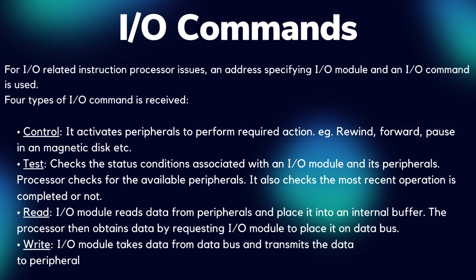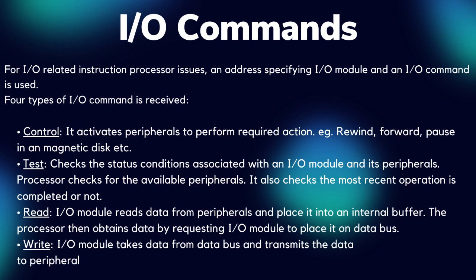To execute these three things properly, the processor issues I/O commands. Four types of I/O commands are received. First, control. It activates every component associated with programmed I/O to perform the required action at the right time. Second, test. It checks the status of the performed operation, whether it is completed or not. It also checks whether the most recent operation is completed or not.